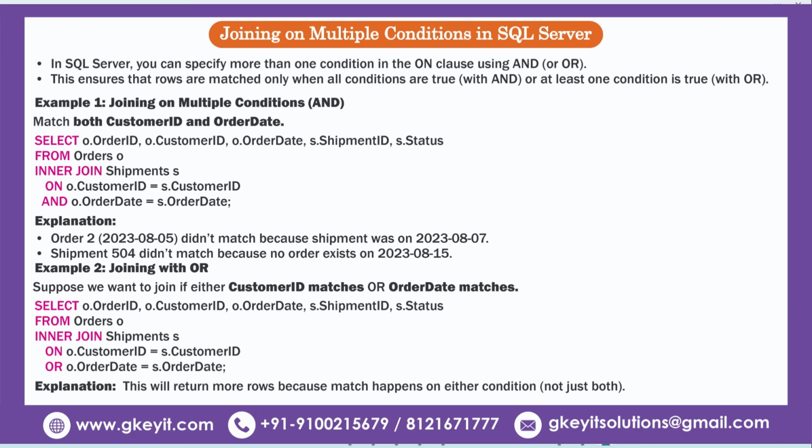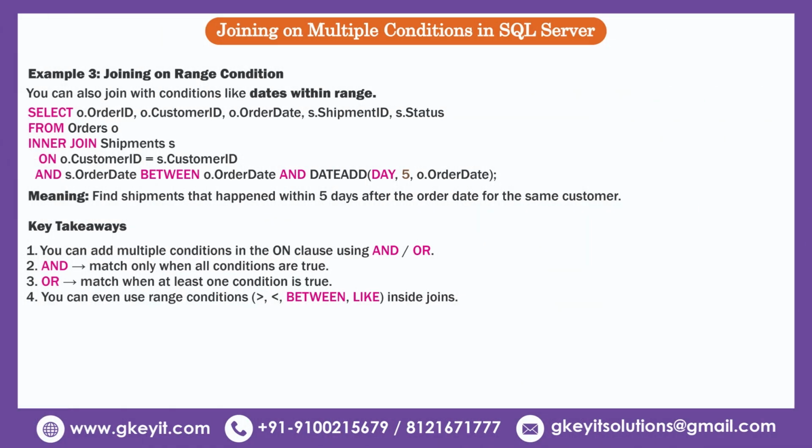And coming to the third example, joining on a range condition. You can also join with conditions like a date within a range. Here is a query. We are using AND here instead of the OR condition, with the same query. On o.CustomerID is equal to s.CustomerID and s.OrderDate between o.OrderDate and DATEADD(day, 5, o.OrderDate), meaning find shipments that happen within 5 days after the order date for the same customer.